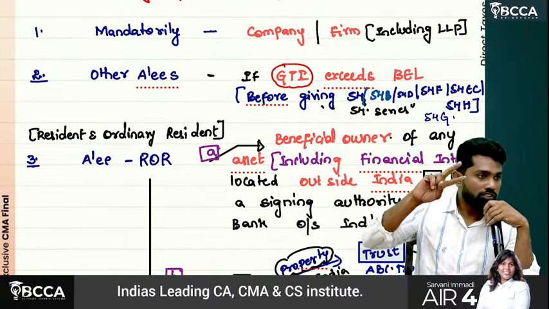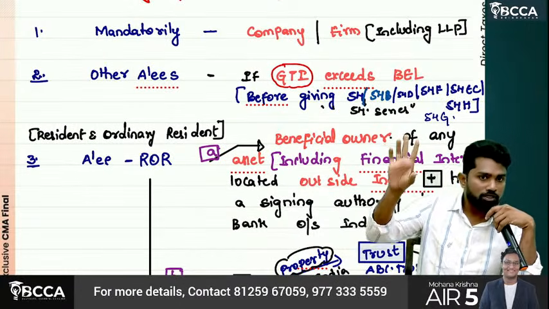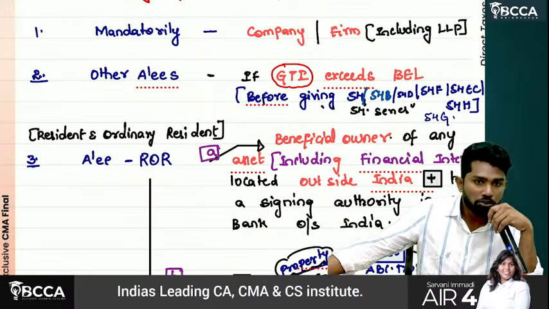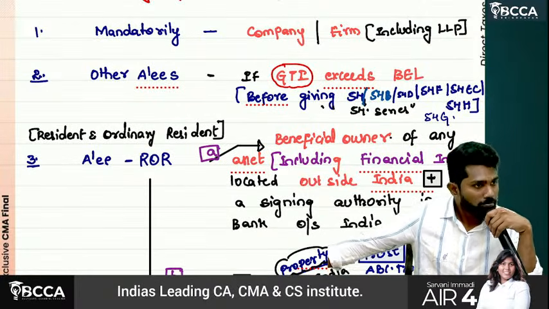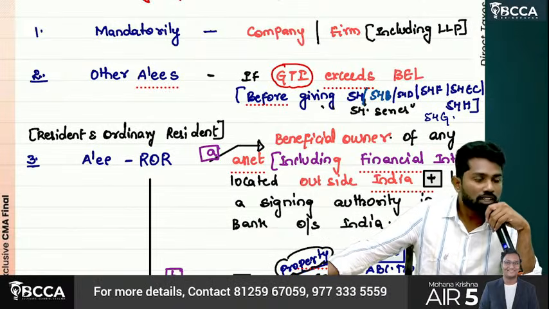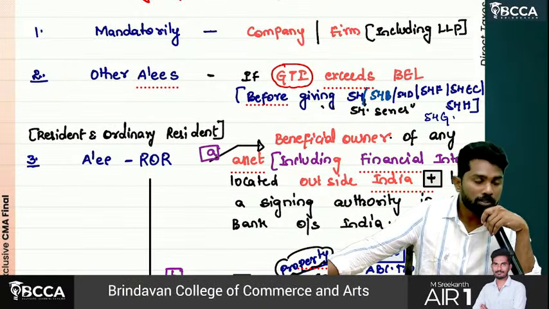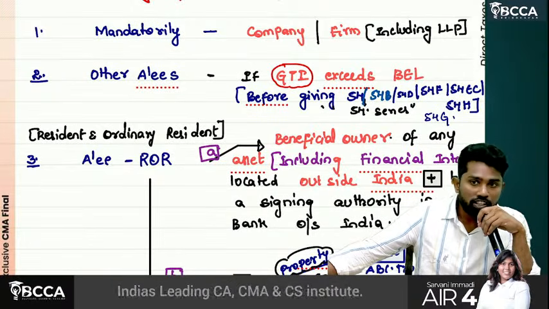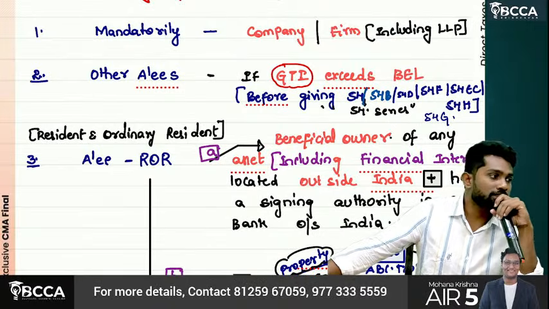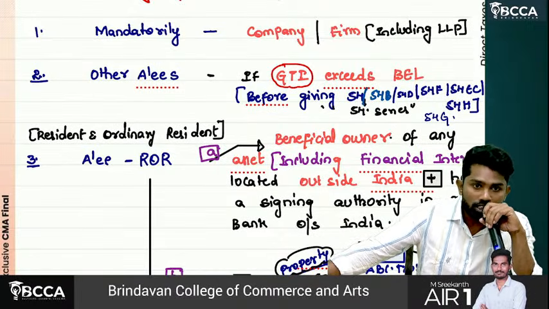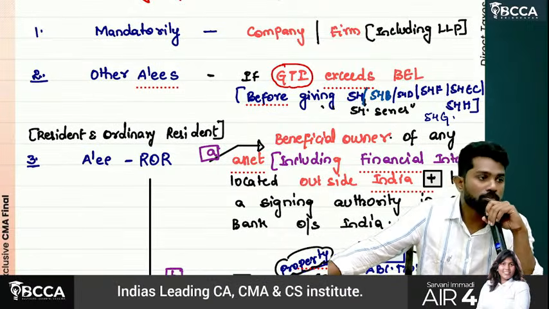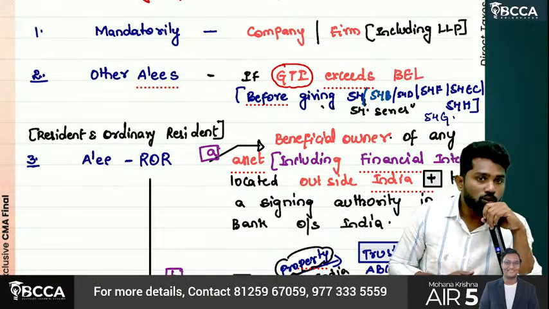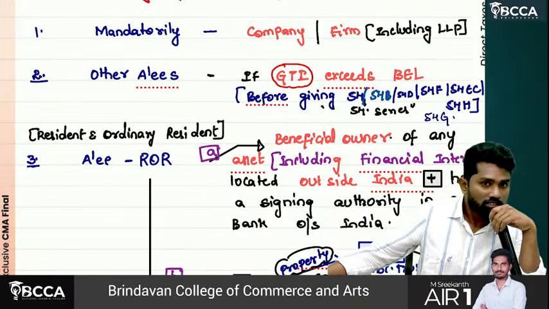So then, sir, in the first two cases, most of the people will get covered. First one is what? Company, firm, LLP. No choice at all. Being a company itself, they have to file return of income. Then others, when their gross total income, before giving the 54 series exemptions, exceeds the basic exemption limit, then they have to file return of income. Second one also done. Now, sir, the third one and the rest of the categories will apply only if they are not covered under the first and second points.